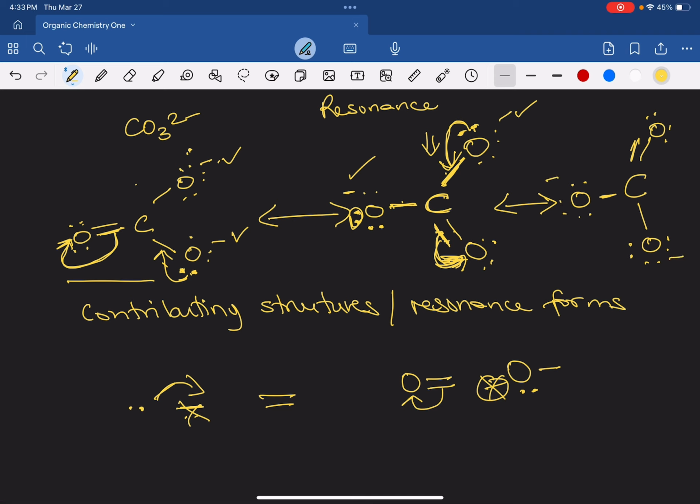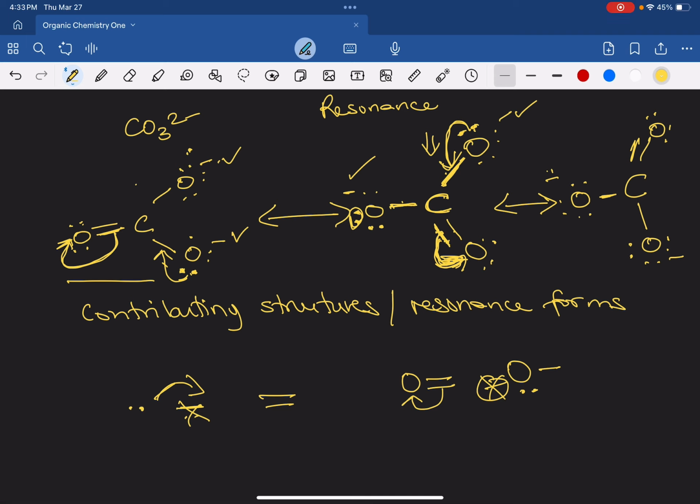Notice, one of the rules is you cannot overfill an octet, right? Can't have more than 8 valence electrons. That's why I had to move this out, right? You can't have more than that. And if you notice, I still have my 2 minus charges on that. And that's it for resonance.